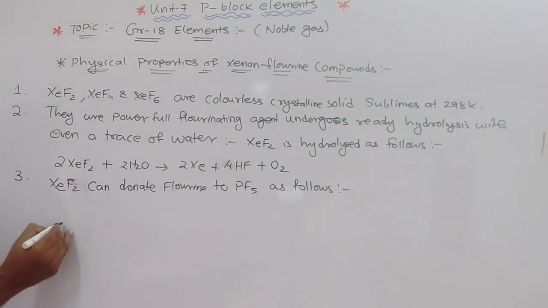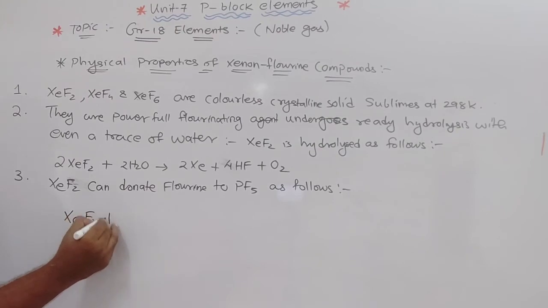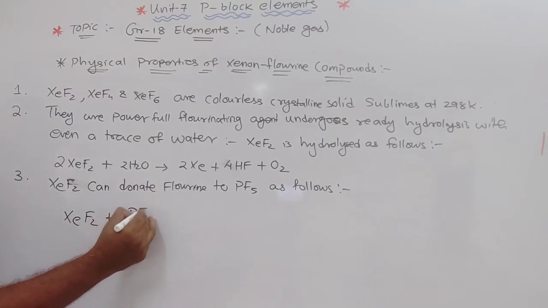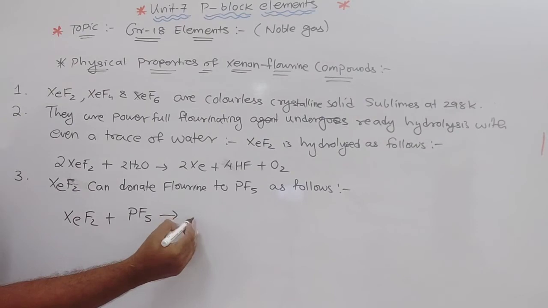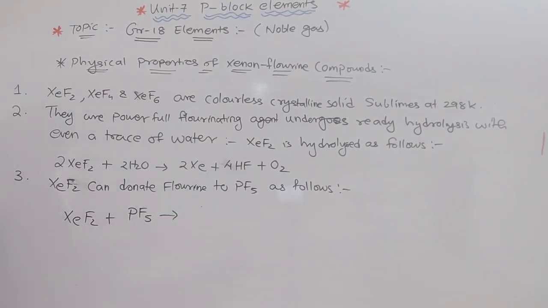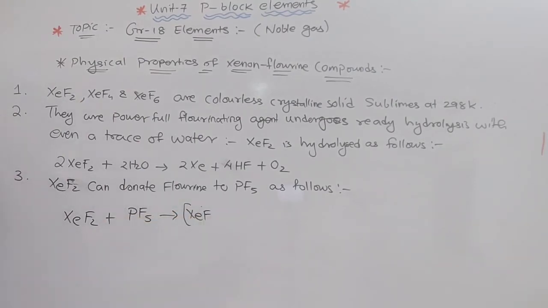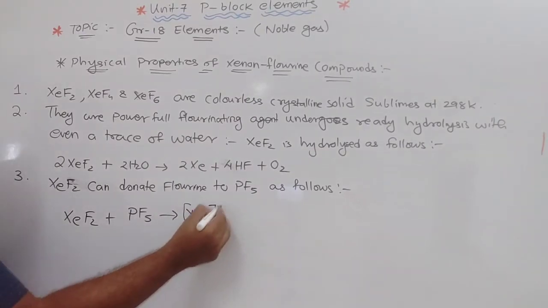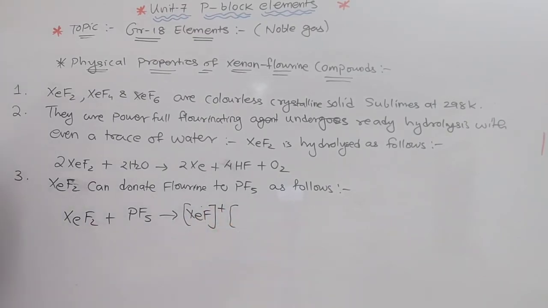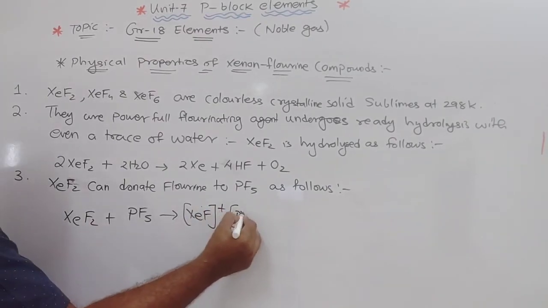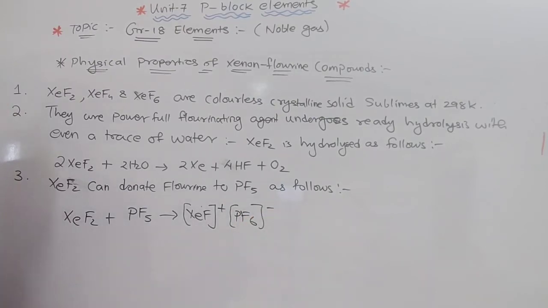Clear? Now when we write this, you can write down this reaction equation. PF5 gives you this complex, which is from XeF. Regarding this complex, we will study in the 9th chapter, coordination compounds. XeF plus and PF6 minus. This is the complex which is formed by donating fluorine. Then the fourth point.